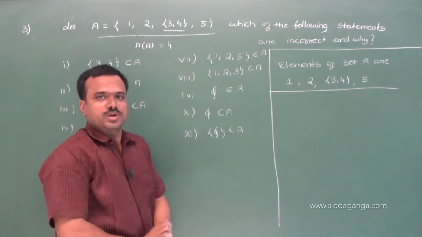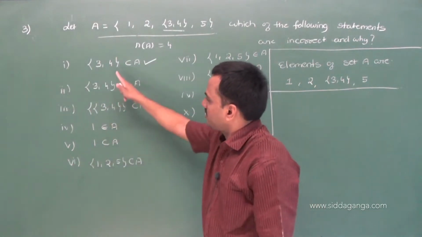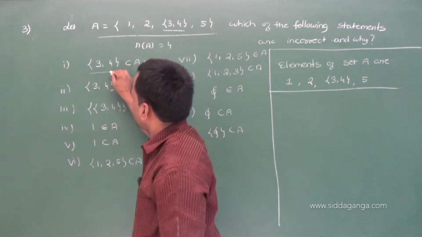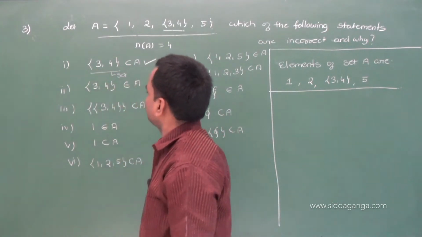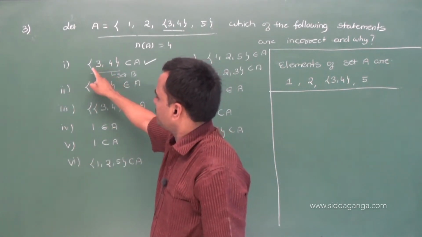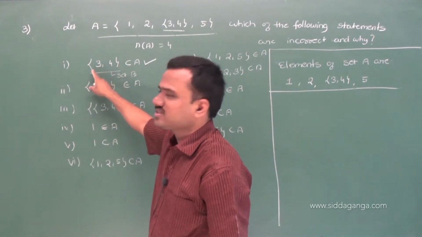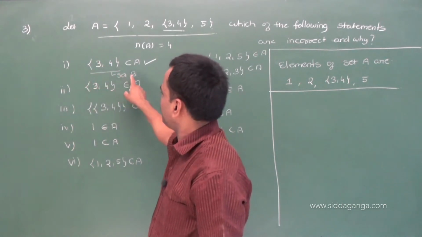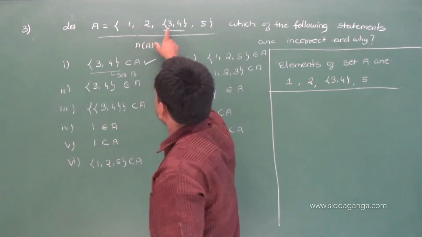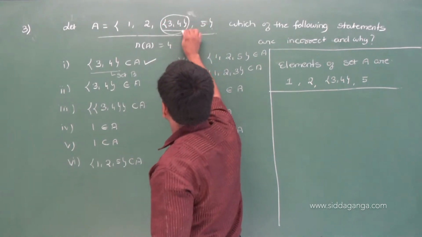Okay. So first question. Observe carefully the first question: {3, 4} is a subset of A. This is nothing but a set, it may be B. If I represent the elements in a pair of curly brackets, this is nothing but a set. Set B is a subset of A. See, observe here, the elements 3 and 4 are present in A. This is one element. This is one element.